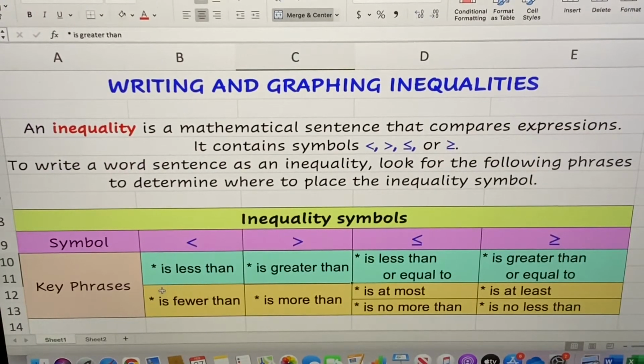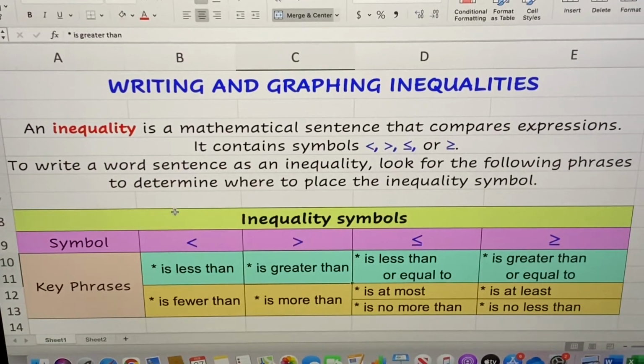In this video, you will learn writing and graphing inequalities. An inequality is a mathematical sentence that compares expressions. It contains the symbols less than, greater than, less than or equal to, greater than or equal to.